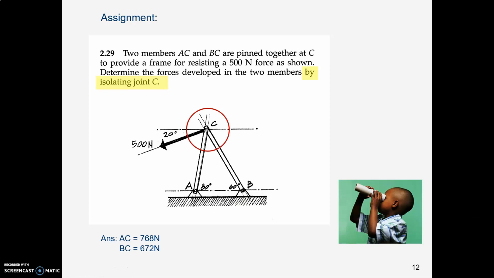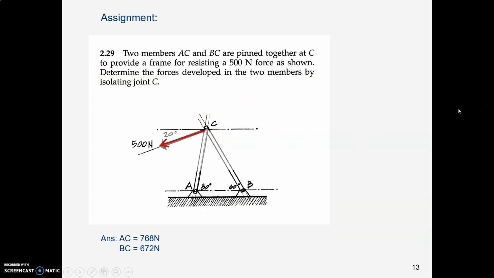So what you want to do is get your imaginary paper towel tube and focus in on that one joint. Just look at that one. Don't think about these ears down here. You don't need them. You just need that joint at C. And what have we got when we draw a free body diagram? Well, we've got a force in tension pulling away. That's that 500 Newton force.